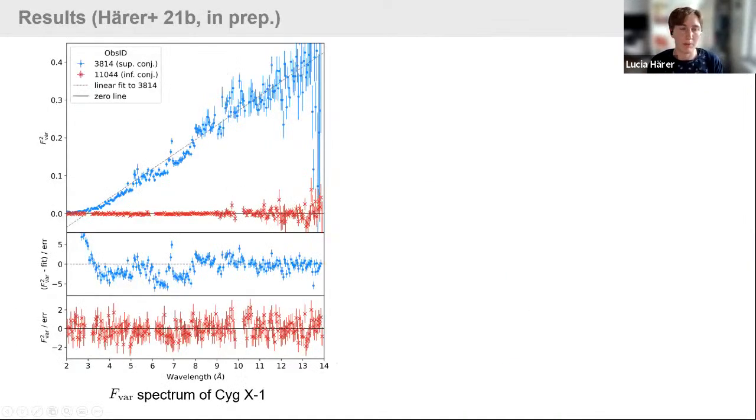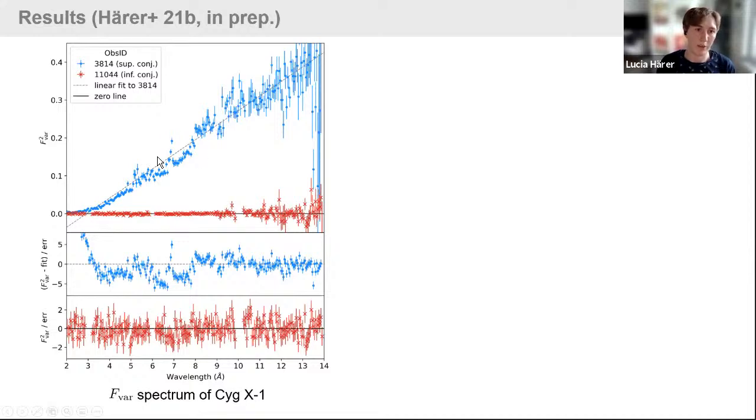Okay, with the systematics taken care of, we can now talk about the results, which you can see over here. In blue is shown the superior conjunction observation, and in red, the inferior conjunction observation. Already at first glance, you can notice a huge qualitative difference: the inferior conjunction continuum is consistent with 0, while the superior conjunction continuum increases approximately linearly. Also in the superior conjunction continuum, there are features.